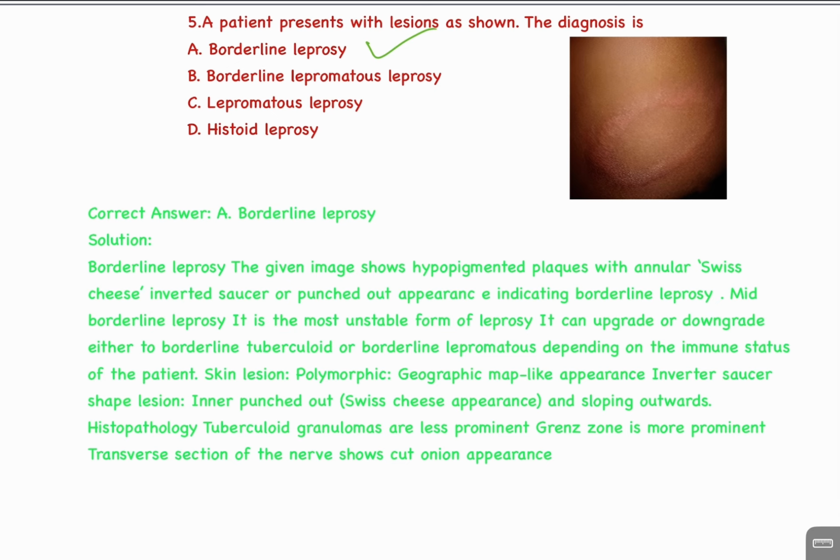स्किन लीजन कैसे होते हैं? ये पॉलीमॉर्फिक होते हैं, geographic map-like appearance, inverted saucer shape lesion, inner punched out Swiss cheese appearance, and sloping outwards. Histopathology: tuberculoid granulomas are less prominent. Grenz zone is more prominent. Transverse section of the nerve shows onion skin appearance.